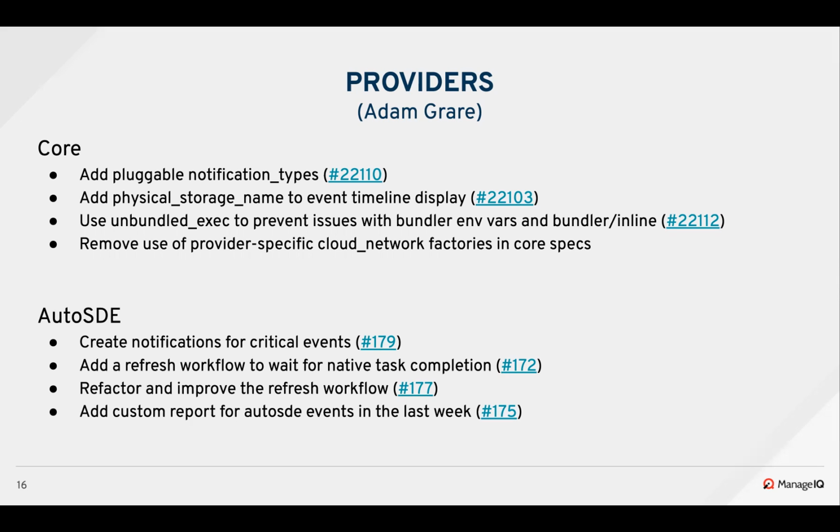As mentioned in the UI slides, Nasser removed a bunch of provider-specific cloud network factories out of core. In addition to doing that in the UI, he also did it across API and all the providers. So that was a nice change to get those out of the core repos. For AutoSD, as we mentioned, they created a notification for critical event types.